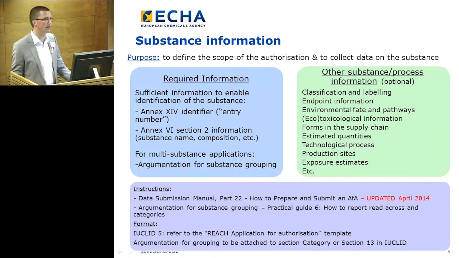Furthermore, you have to submit an argumentation for substance grouping. There's a practical guide on that. It's practical guide number 6, how to report read-across and categories. The format is always IUCLID 5, and refer to the REACH application for authorization template. The argumentation for grouping is to be attached to section 13 in IUCLID.